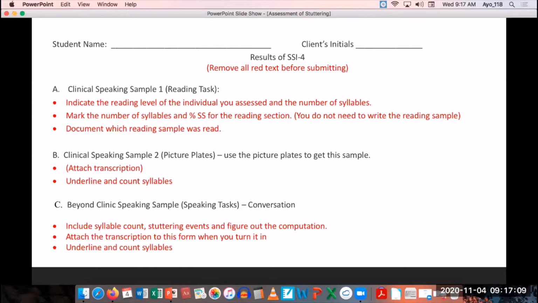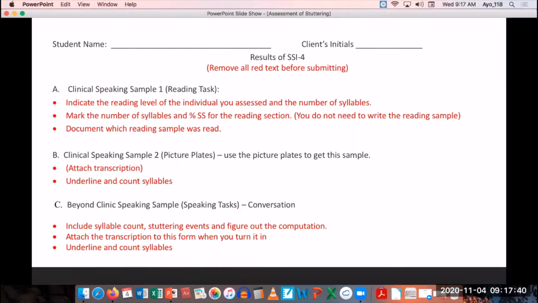So you're going to want the sentences on different lines so you can count the syllables and put the syllable count on the side. Then number 3 is beyond clinical speaking. This is the speaking tasks, our conversation. Include a syllable count, stuttering events, and figure out the computation. And that information is in the manual. Attach the transcription to this form when you turn it in, and underline and count syllables.